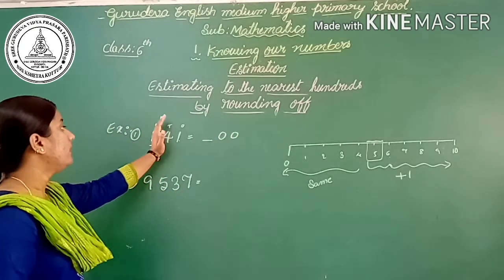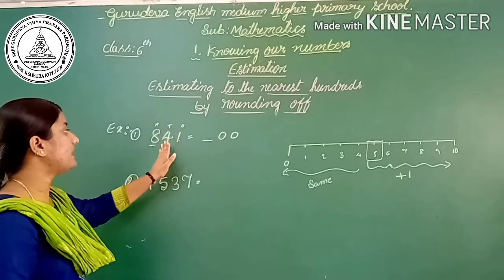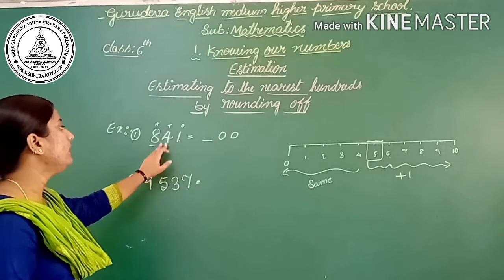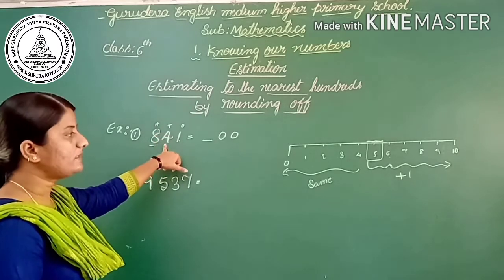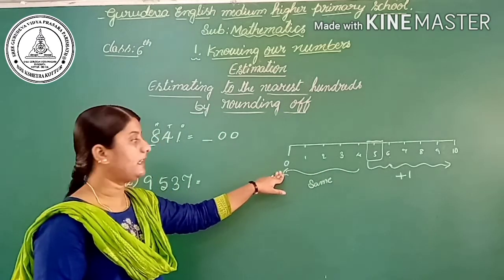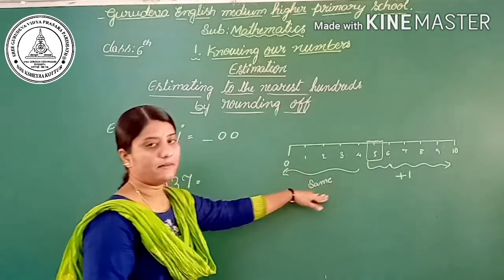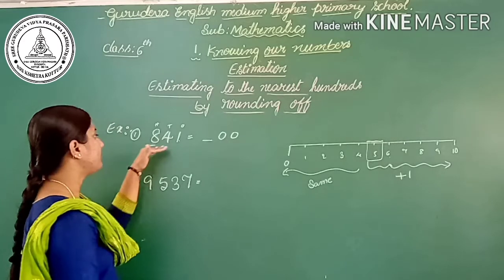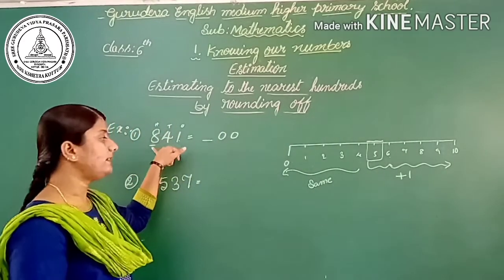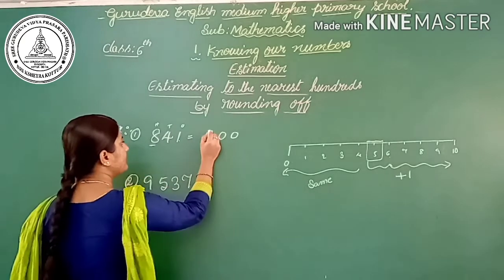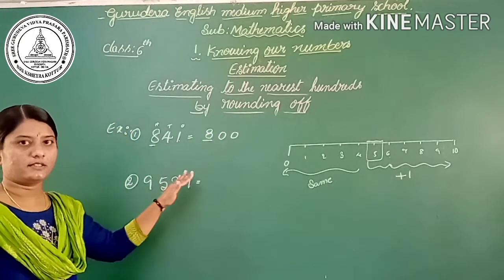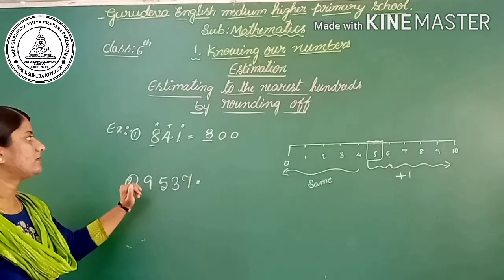Take the immediate place, that is the tens place, as the reference point. Here there is a 4. Once you see that 4 is closer to 0, then we have to write the same number. So we write the same number, that is 800. Is it clear? Yes.